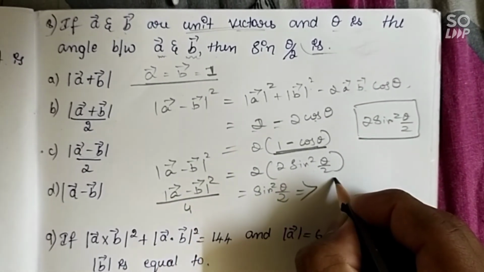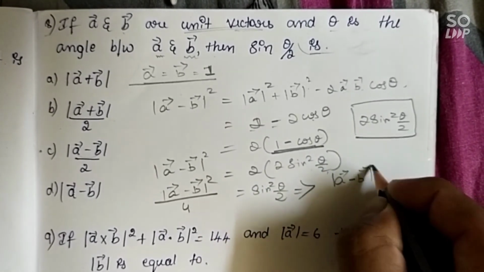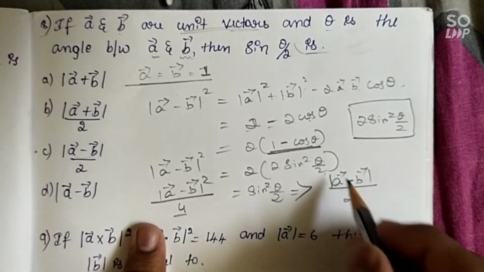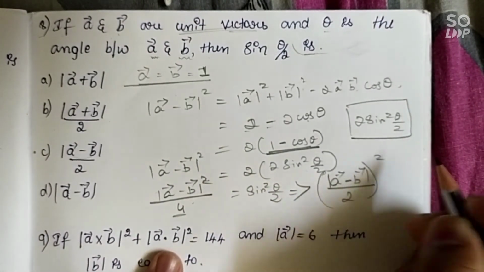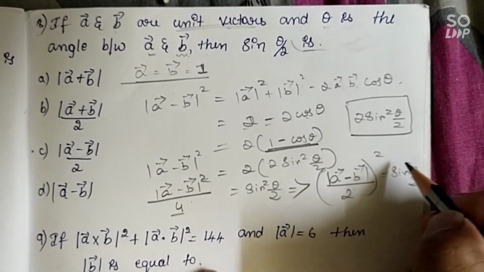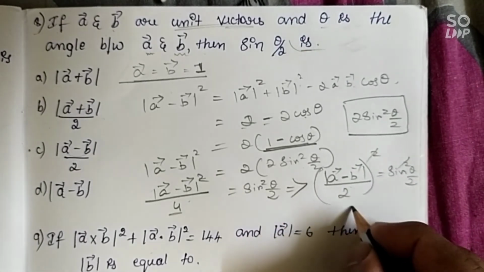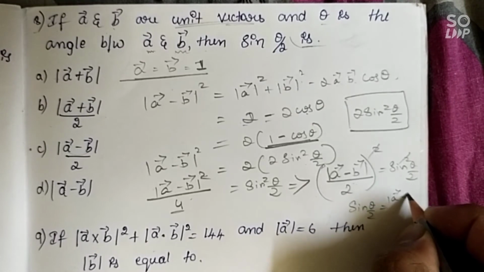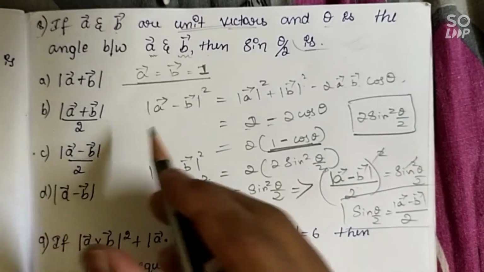Now A minus B whole square by 2 square. We can write 4 as 2 square. So here also we have square and 2 square. So take it as whole square, which is equal to sine square theta by 2. Now apply root on both the sides. Square cancels. So sine of theta by 2 is equal to magnitude of vector A minus vector B by 2, which is in the third option.